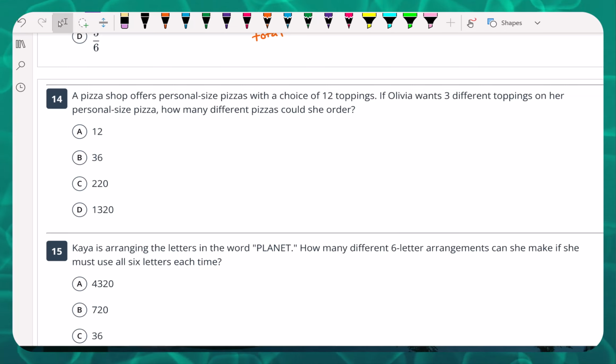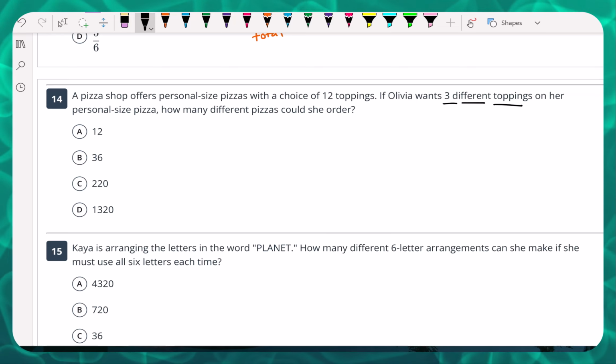The question you need to ask yourself, does it matter how she orders those 3 different toppings? So if she wants like pepperoni, onions, and black olives, as long as all 3 of them made it to the order, it doesn't matter which one she said first, which one she said last. So they're all 3 kind of grouped, and none of them are more special than the other. So this means that this is going to be a combination.